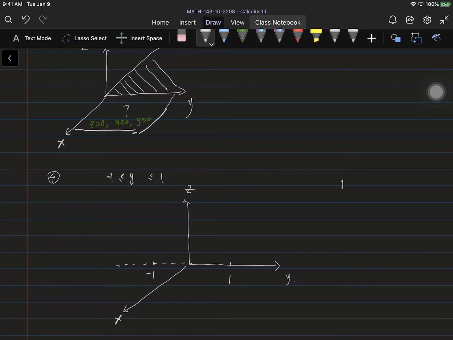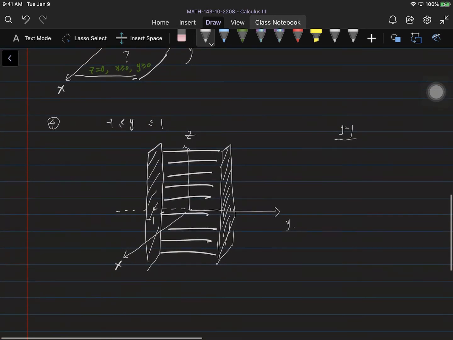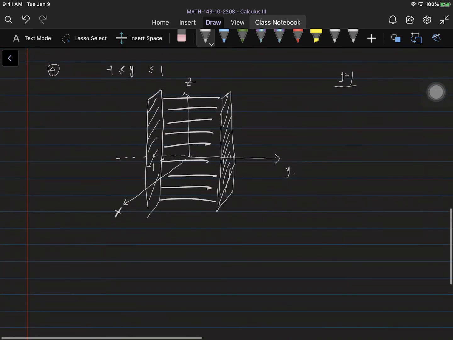And we know it's similar. In 3D, what's the meaning of y equals 1? In 3D, that is a plane parallel to the xz plane, so it should be a plane like this. Okay, and right now y equals -1 should be here. And what is our inequality? Y between -1 and 1, so it should be all the region between those two planes, right?